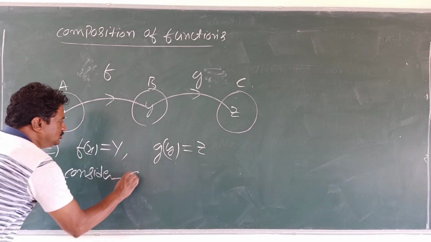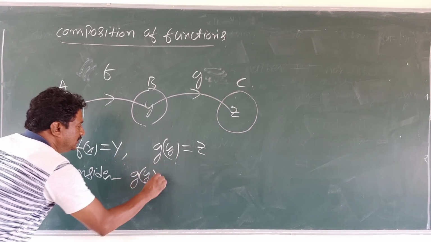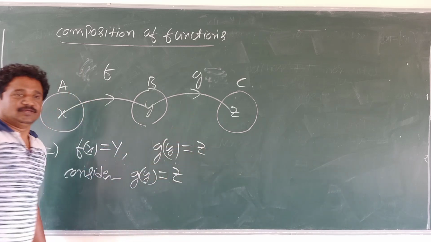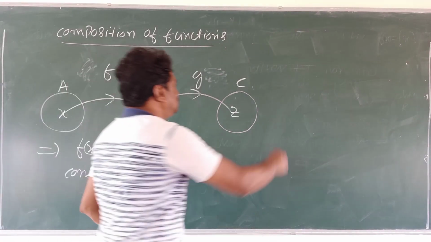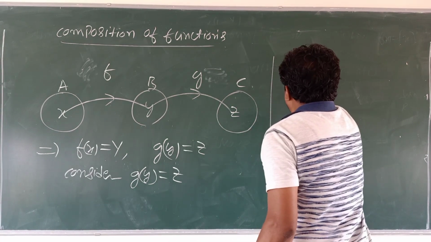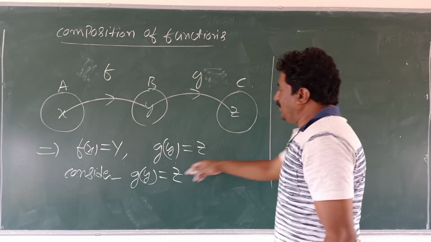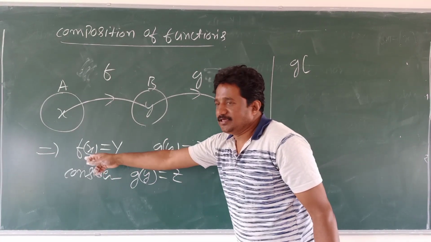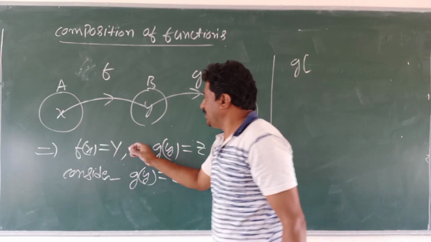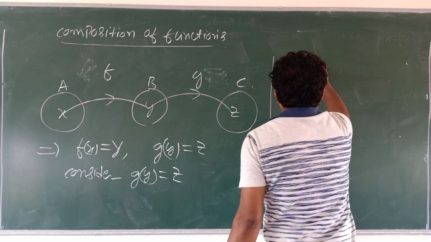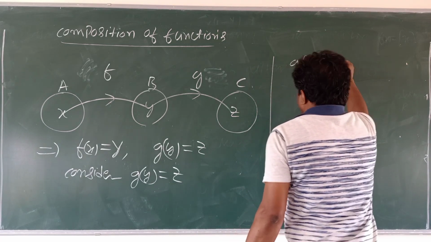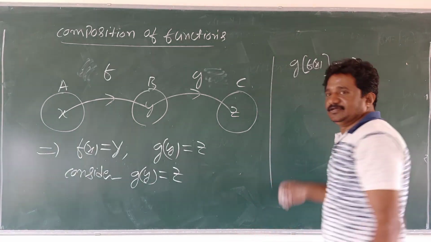Consider g of y is equal to z. G of y is equal to what? Z. Now look at this, friends. G of what? What is y? y is f(x). So g of f(x) is equal to what? Z.